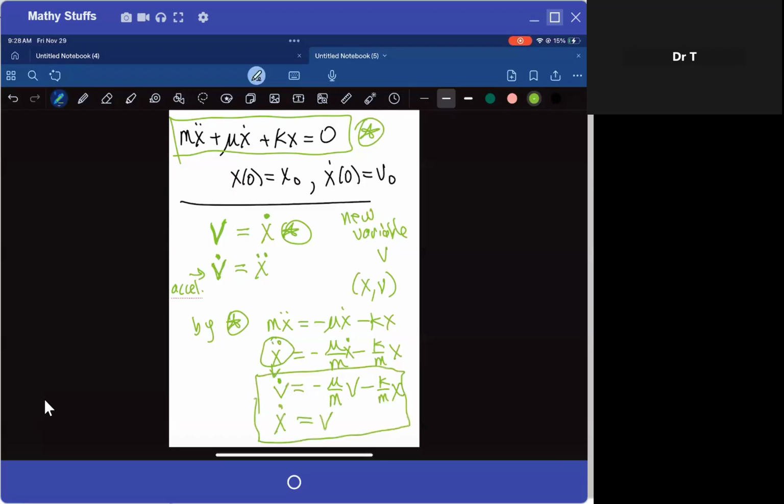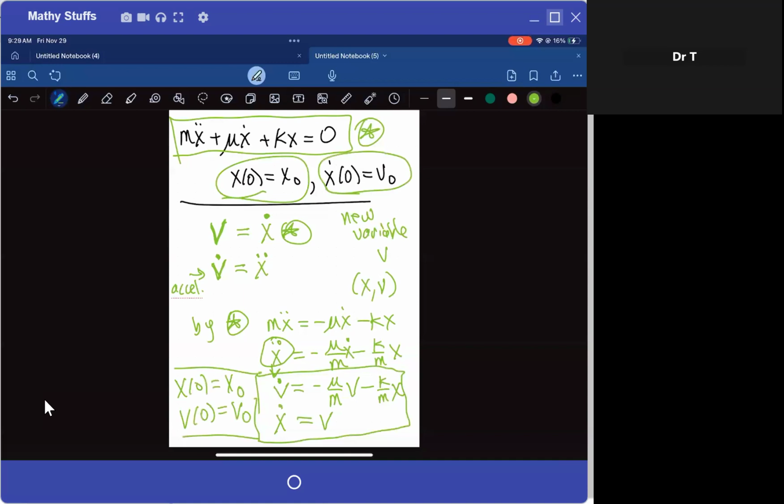So what are our initial conditions? Well, we had x at 0 is x naught. We're still having that initial condition. But then I have x dot at 0 is v naught. But x dot is v, so I have v at 0 equals v naught. And now I've got a first order system of equations, and it represents that second order equation.